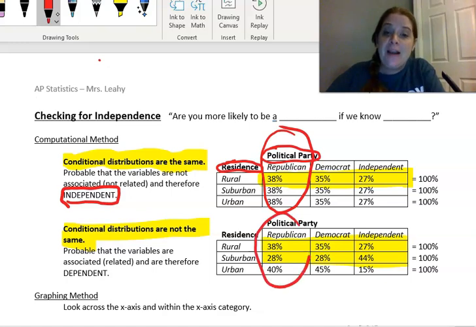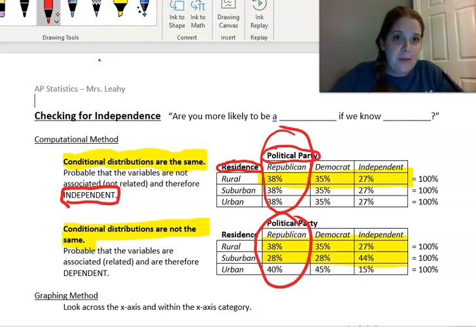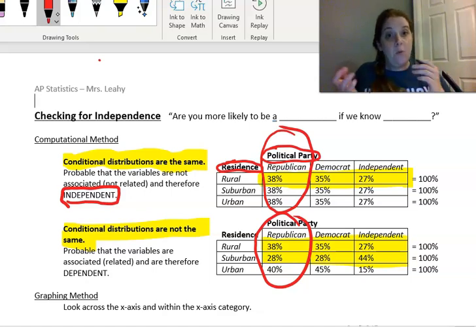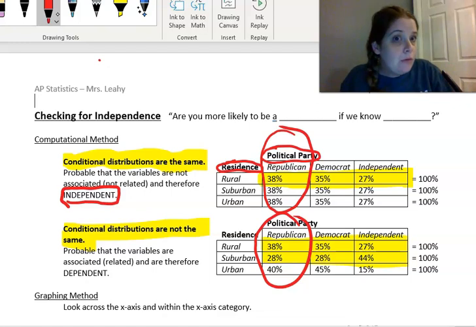So again, if I look back at Republicans here and I say, well, what percentage of my sample or what percentage of my population were Republicans? And I said, what is that? You would have to say, well, Mrs. Leahy, it depends. Do you mean rural Republicans, suburban Republicans, urban Republicans? You have to know this other piece of information in order to know what answer to give me.